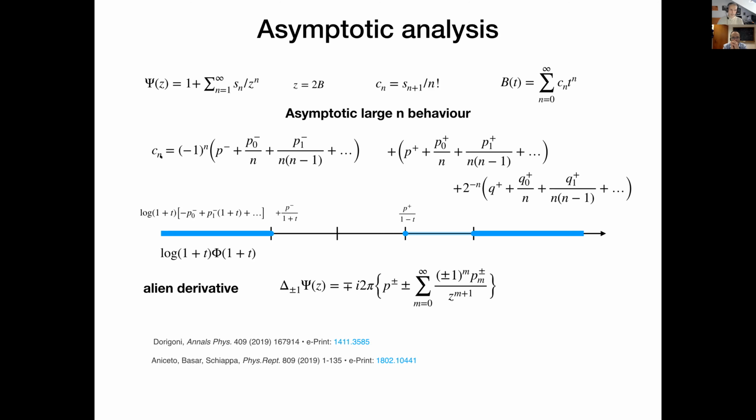This is obvious, but I would like to make it a bit more specific. Namely, if you take this Cn coefficient, then you can decompose it. Say in the alternating part, you have some constant p minus, and you have a 1 over n correction, which I denote by p0 minus. And then the next correction I will parameterize like p1 minus divided by n times n minus 1, and so on. And similarly, you have a non-alternating leading piece, P plus, and P0 plus divided by n, and analogously P1 plus divided by n minus 1, and so on.